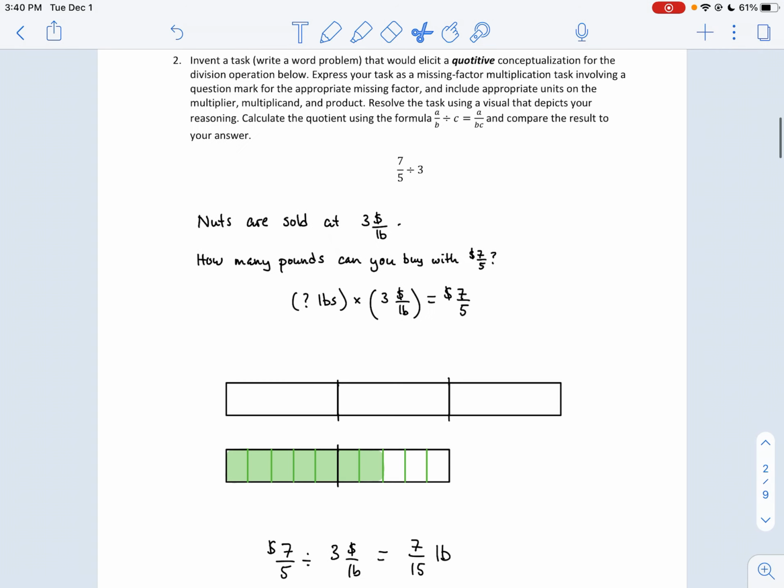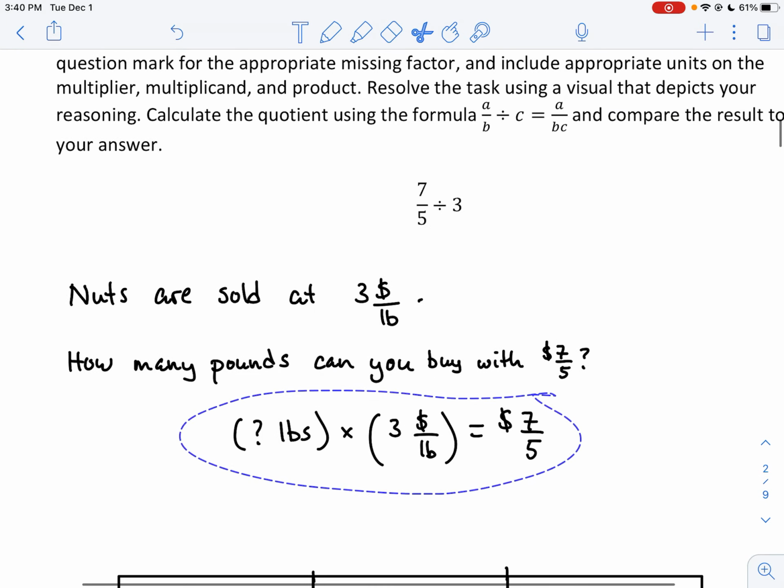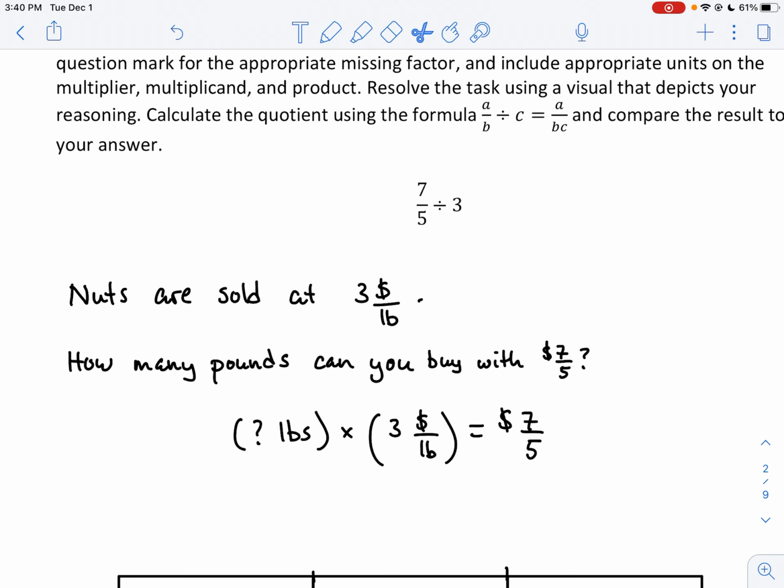Number 2, invent a task, write a word problem that would elicit a quotative. All right, so quotative corresponds to a missing multiplier. Sometimes it's easier to start with this structure here and identify where the question mark should be. We're looking for the multiplier, so that's where the question mark goes. We know we're given the 3 and the 7/5.